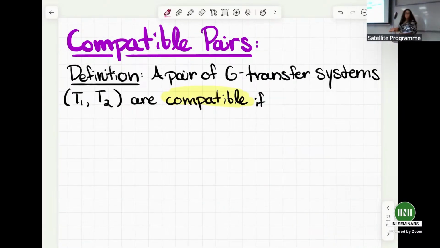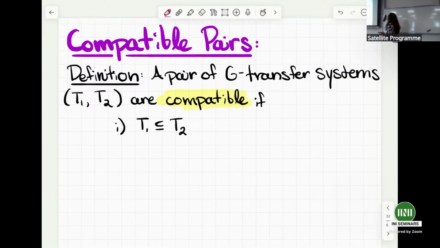Okay, well, I've been sort of teasing compatible pairs and we've been talking about them throughout all of today. A pair of G transfer systems, T1 and T2, are compatible if, and I do apologize, this is the reverse order from how Mike talks about them. And I unfortunately do have my name on two different documents that use both ways. It's just one of those things.